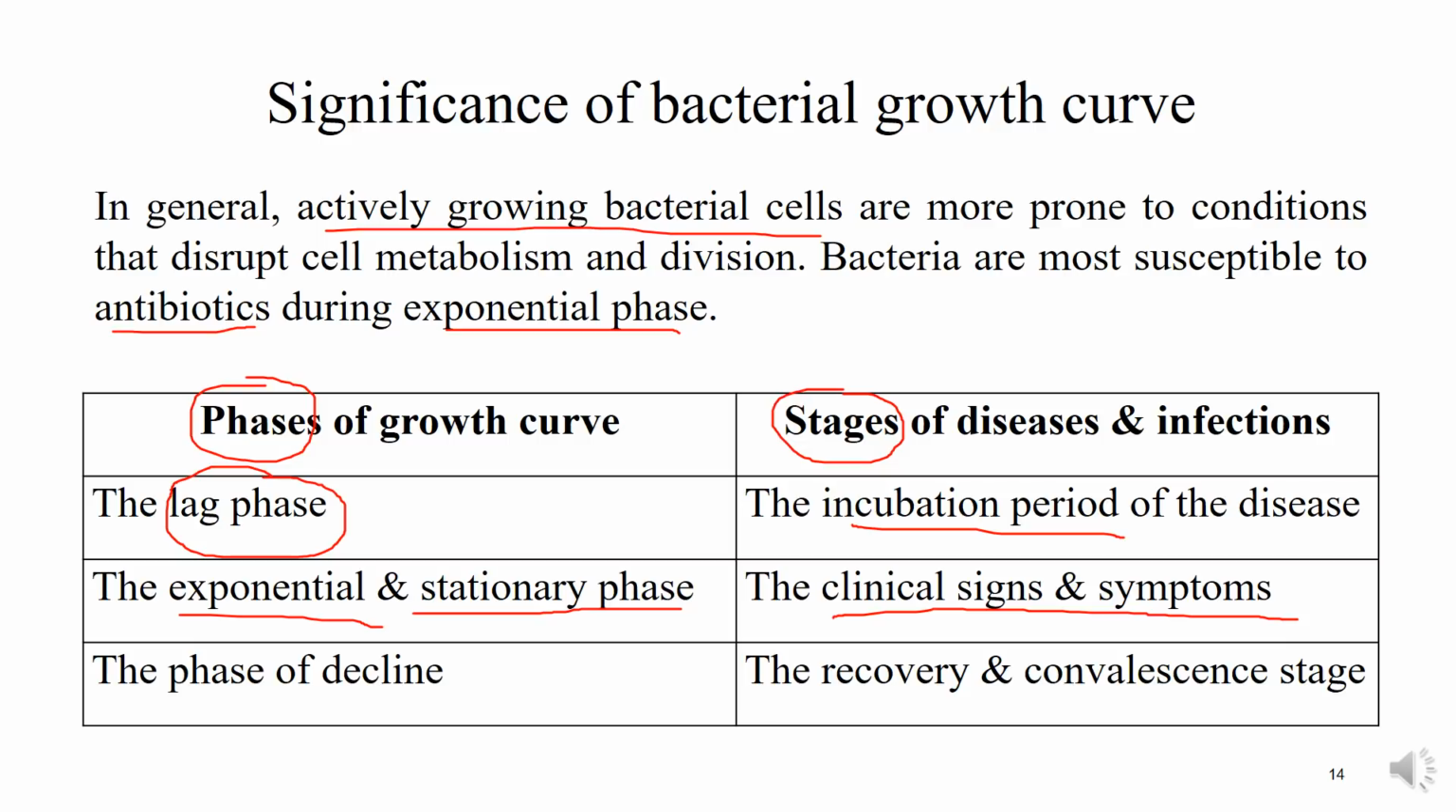So then what happens? You visit a doctor. The doctor prescribes some antibiotics or some kind of medication, and then you start to recover. So recovery is the convalescent stage, and this is actually the phase of decline for the bacteria, the death phase in the bacterial growth curve.